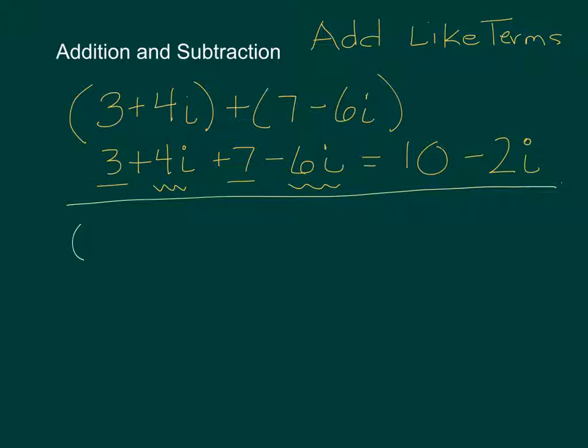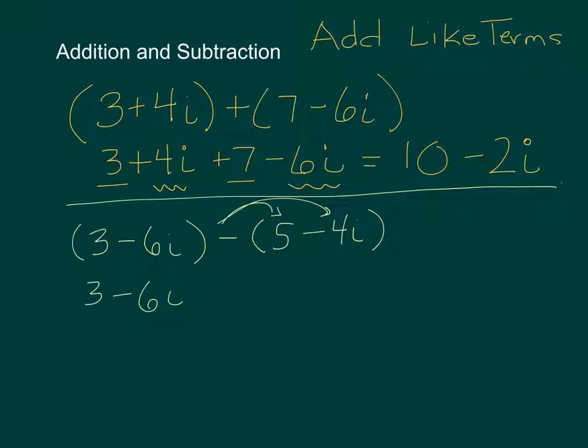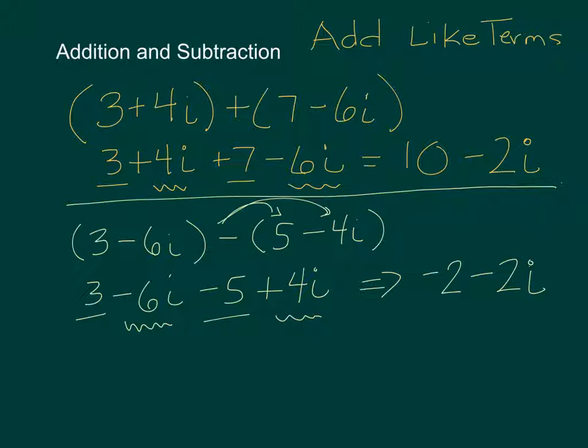With subtraction, on the other hand, those parentheses are going to mean something. So the first thing we have to do is distribute our negative sign through our set of parentheses. And we'll get 3 minus 6i minus 5 plus 4i. And then we do the same as above. 3 minus 5 will give us negative 2. Minus 6i plus 4i is minus 2i. Addition and subtraction, we just want to remember to add like terms, and we can treat that i like a variable.